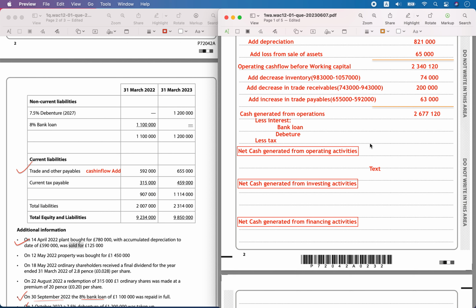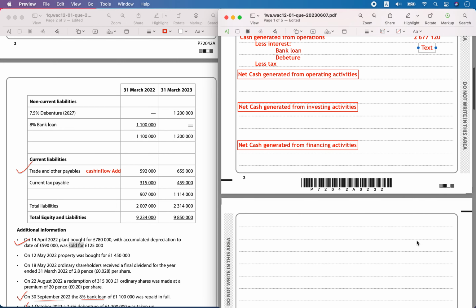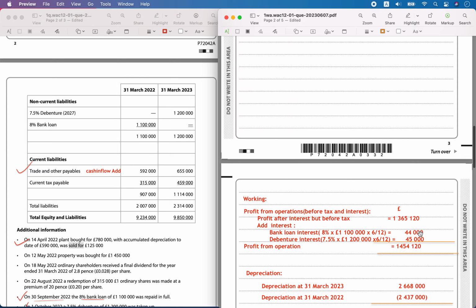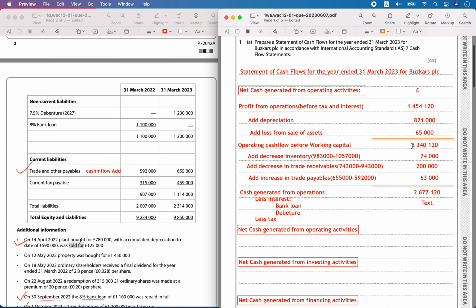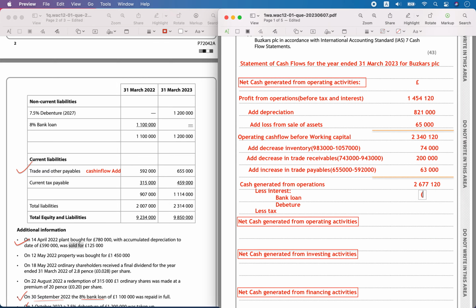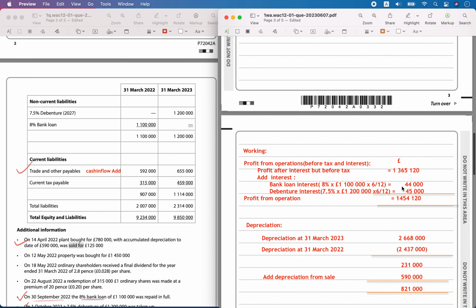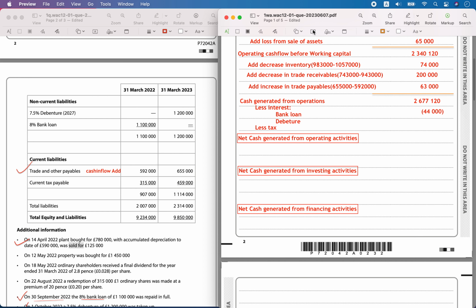We'll have to subtract those interest payments, which are the actual cash payments. Okay, these are actual cash payments, so I'm going to subtract. Bank loan interest was around 44,000, and debenture interest was around 45,000.